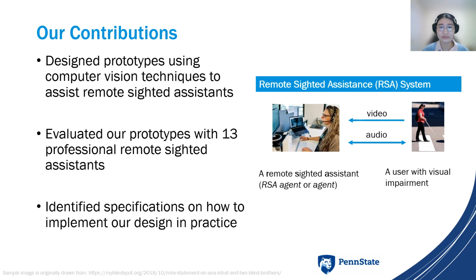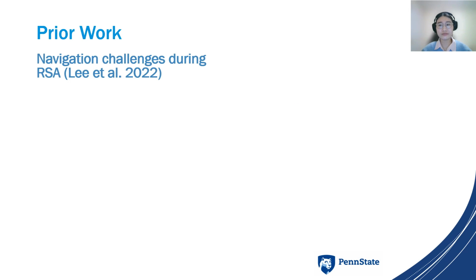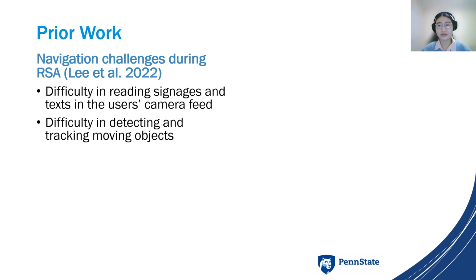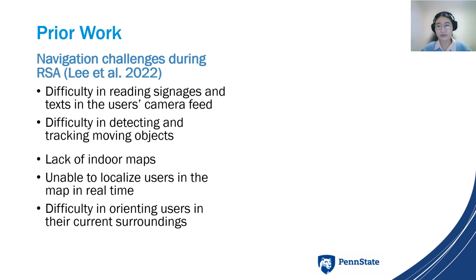Third, we discovered key themes and identified design specifications to implement a computer vision mediated RSA service in the future. In previous work, Lee et al. published a paper at IUI 2022 focusing on navigation challenges during RSA, such as difficulty in reading signage and text in the user's camera feed, difficulty in detecting and tracking moving objects, lack of indoor maps, inability to localize users on map in real time, and difficulty in orienting users in their current surroundings. Some of these challenges can be mitigated with computer vision capabilities.